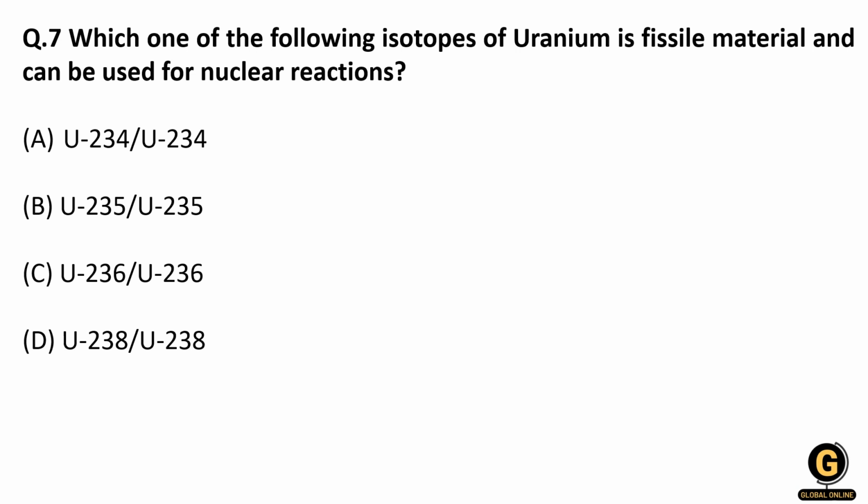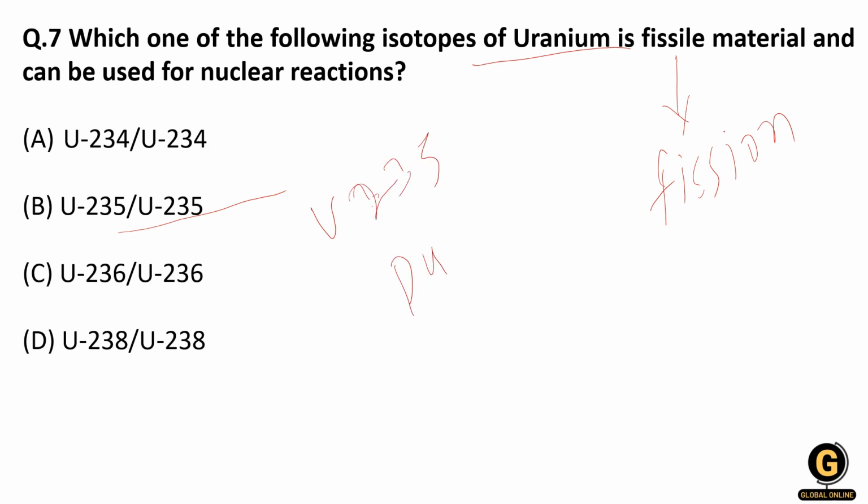Which of the following isotopes of uranium is a fissile material, and can be used in the nuclear reaction? So fissile material is the material which can undergo a nuclear fission reaction, right? And the uranium 235 isotope is the one which is used for the nuclear reaction. So you remember uranium 235 and then plutonium 239. So you have to remember these two. So these are used in nuclear reactions, right?